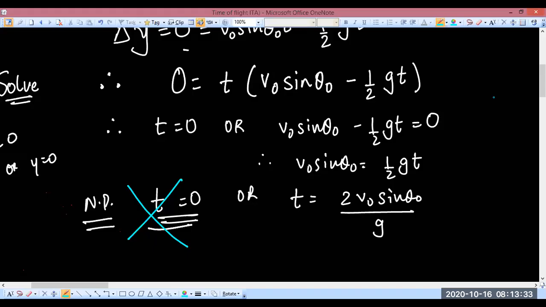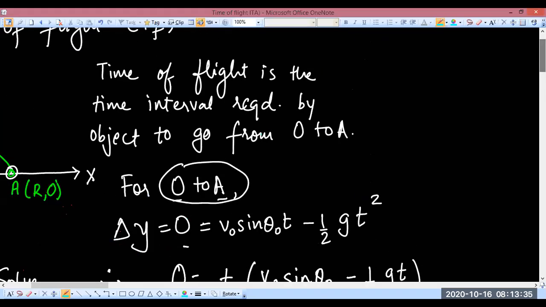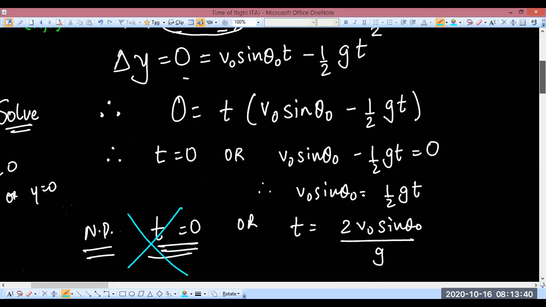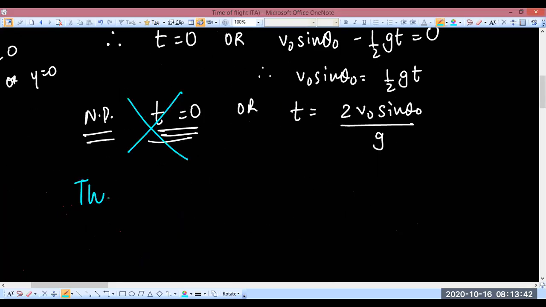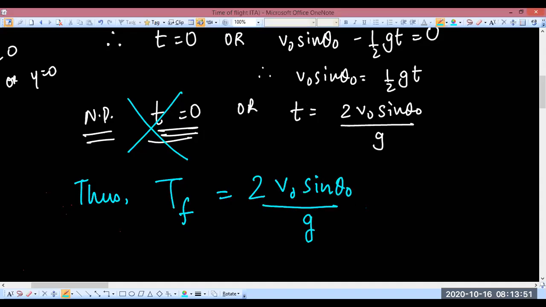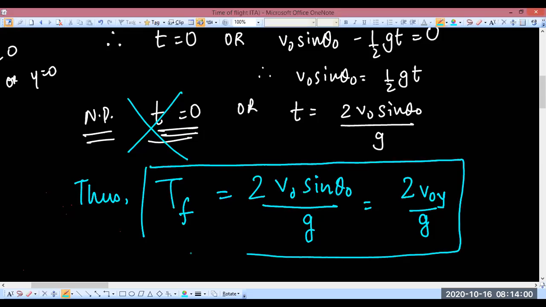This is your correct answer. The time taken to go from O to A is actually called time of flight, right? So thus we have the final answer: time of flight is equal to 2v0 sine theta 0 by g. You can also write it like this. I hope you have understood that as well, right? Because v0y is v0 sine theta 0.